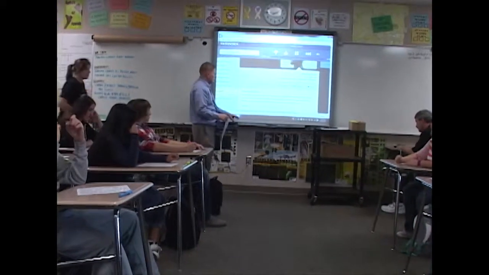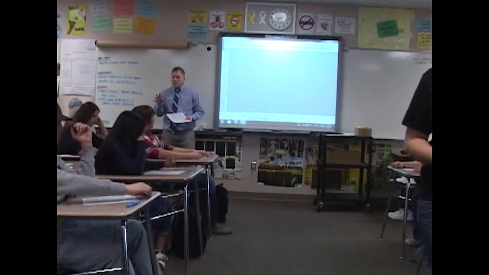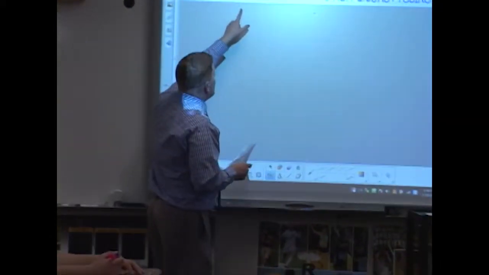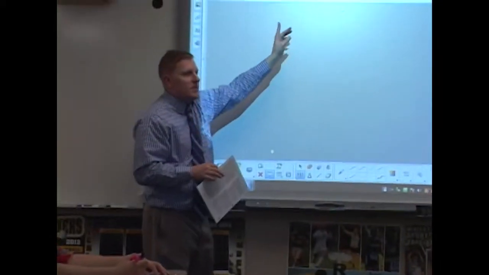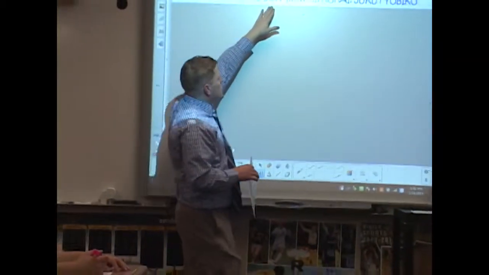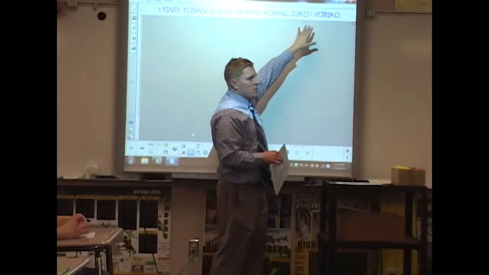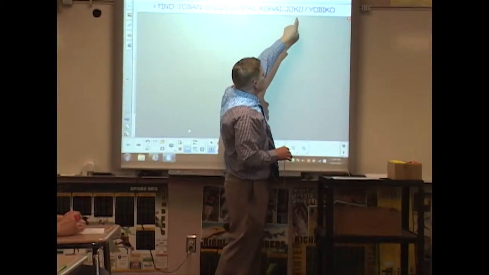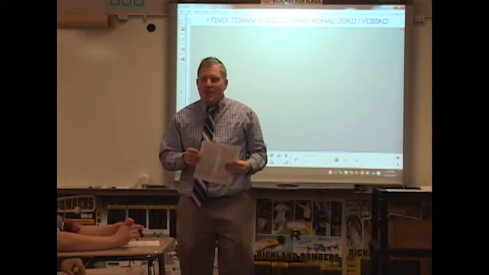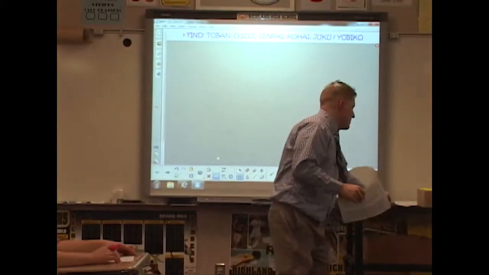Alright, so we have certain words that are embedded in this article, and I can help you find them, but here are the words that we're trying to find. I do not speak Japanese, so I'll do my best, okay? I'll say this is Toban, Osoji, Senpai, Kohai, and these last two go together. It's Juku and Yobiko. Judge me all you want, okay? We need to find those words and highlight them in our article.